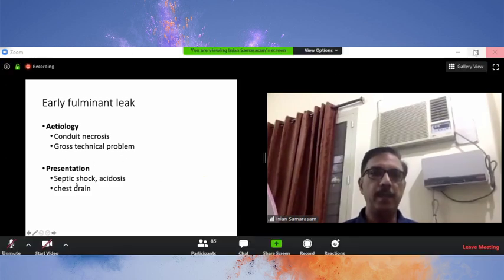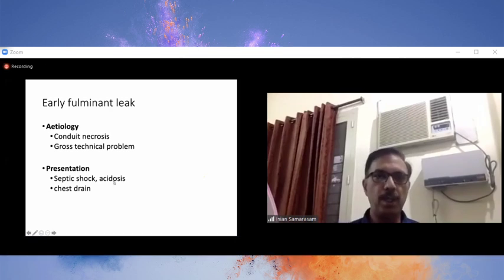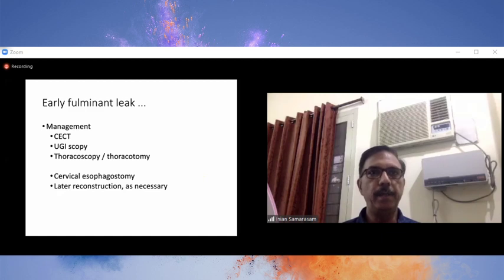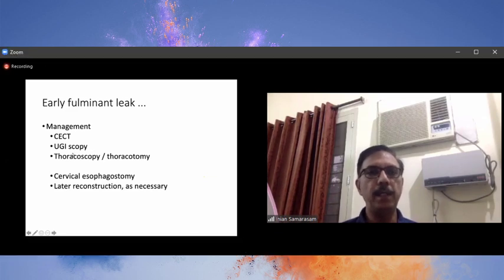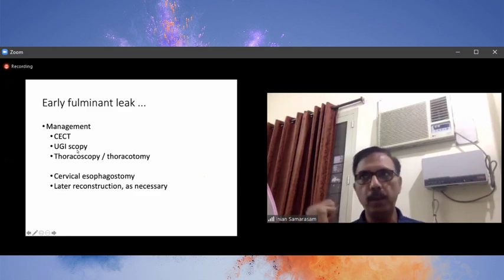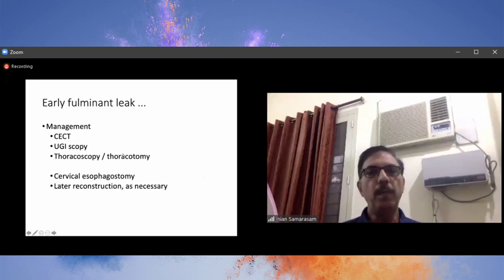So they can present with sepsis, they can present with shock, and there may or may not be anything in the chest drain. And to manage early fulminant leak, such as a conduit necrosis, basically you need to act aggressively. So a high index of suspicion, appropriate investigations, including an upper GI endoscopy to look for the mucosal viability, and then you probably need to do something surgical. Here, you may not be able to manage this minimally invasively or by putting a stent.